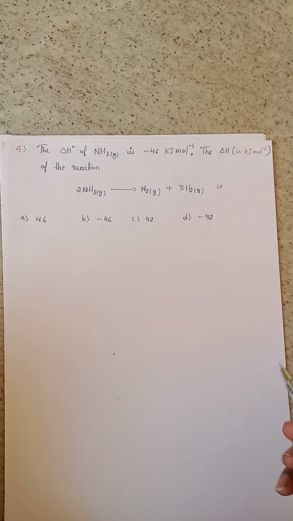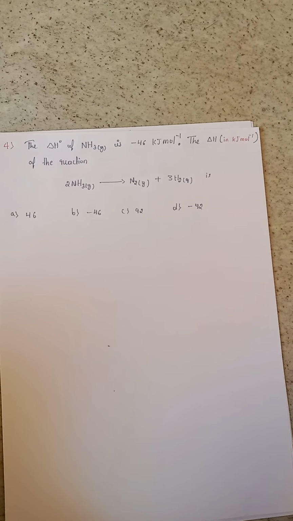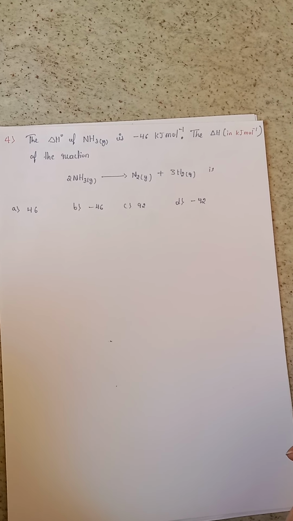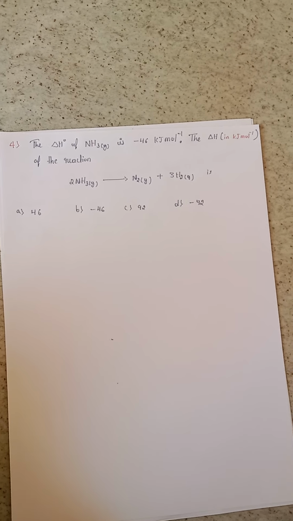Now the fourth question. The delta H naught of ammonia is minus 46 kilojoule per mole. What is delta H of the reaction in kilojoule per mole?